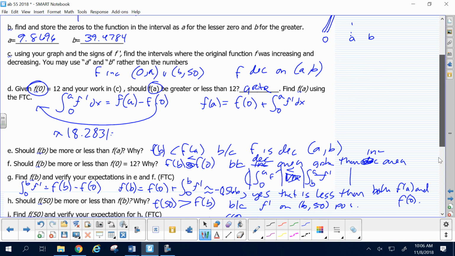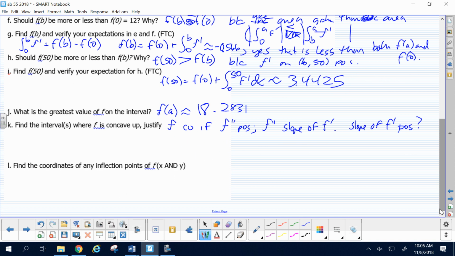So I have two intervals where that's happening: on 0 to 2.4674 and or 22.2066 to 50.